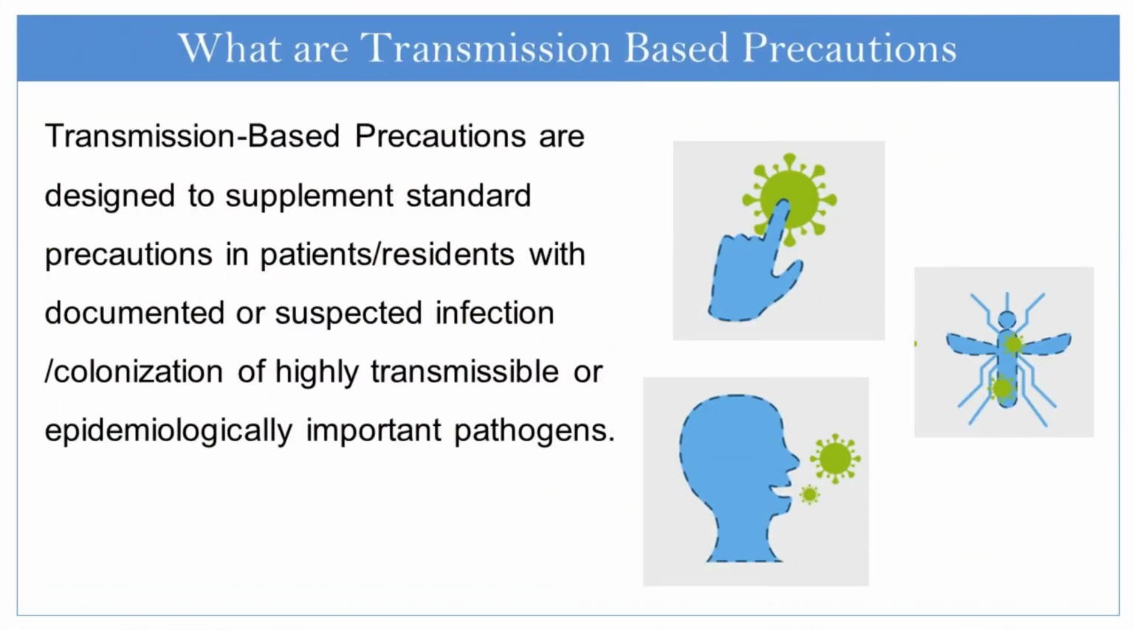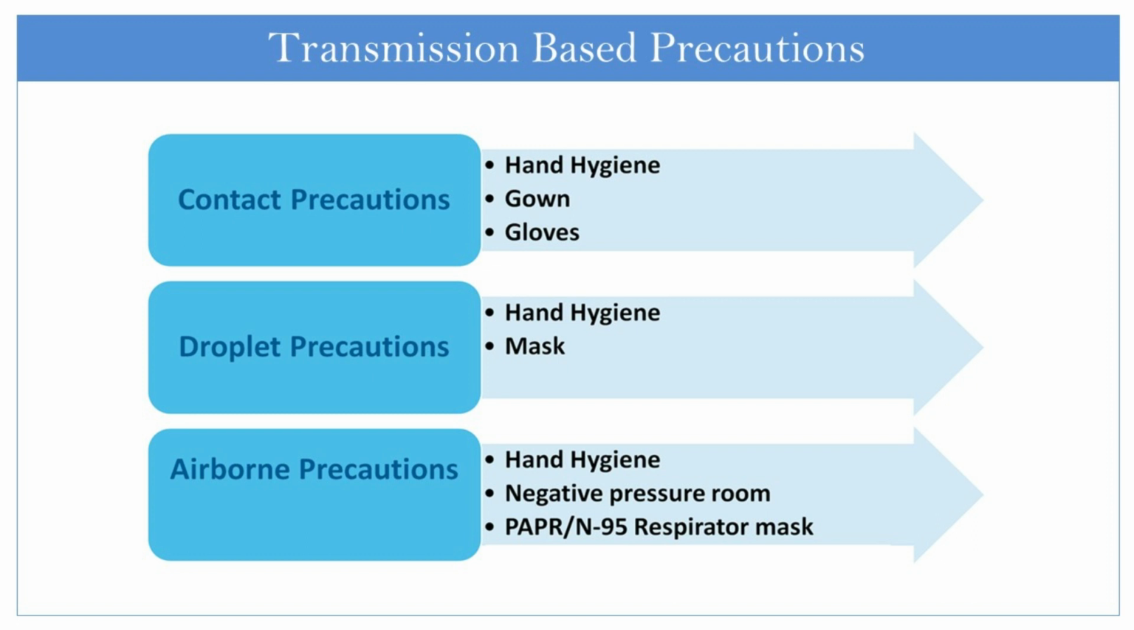What are the transmission-based precautions? The transmission-based precautions are designed to supplement the standard precautions in patients or residents with documented or suspected infection, colonization of highly transmissible or epidemiologically important pathogens. Transmission-based precautions are, number one, contact precautions: hand hygiene, gown and gloves. To prevent droplet infection, hand hygiene and mask are the most important things. For the airborne precautions, we have hand hygiene, negative pressure room if available, and N95 respirator mask.